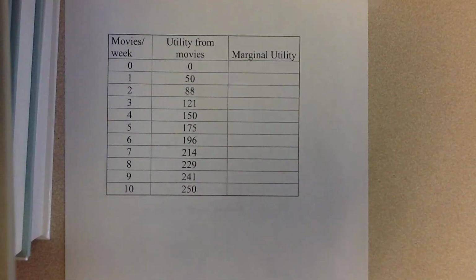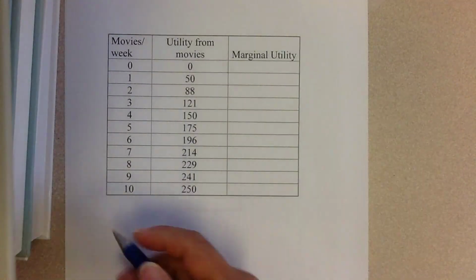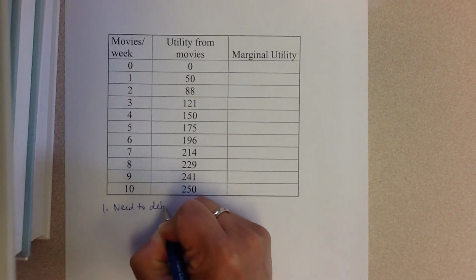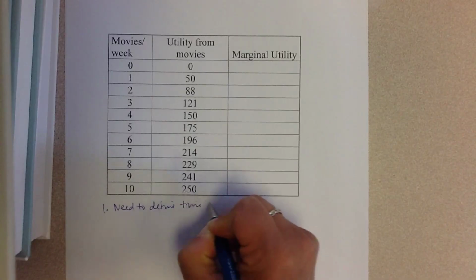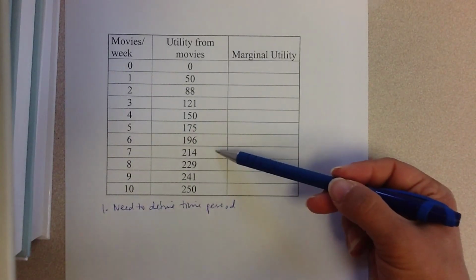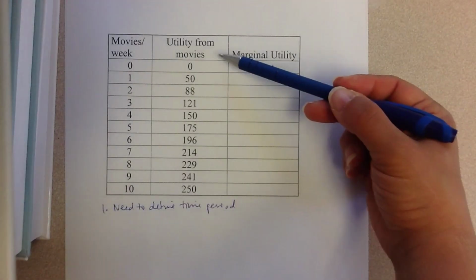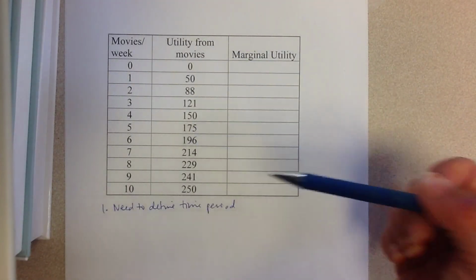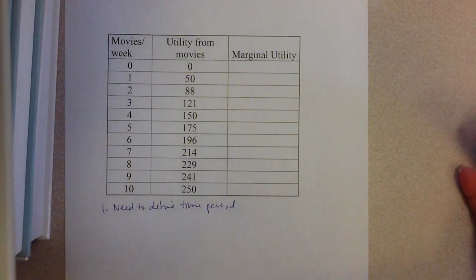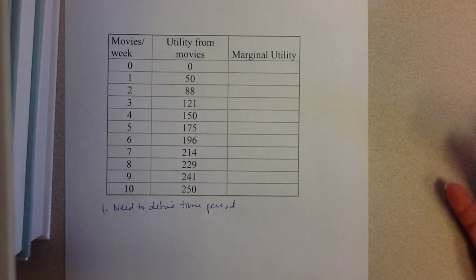So there's a number of observations that we have to make about what we see here. First we need to define the time period. And we've done that by saying it's a week. Because seeing 7 movies in a week, the amount of utility or satisfaction that you would get from that is really different than seeing 7 movies in a day. Barely possible. Exhausting. Or in a month or in a year. So we've defined the time period.